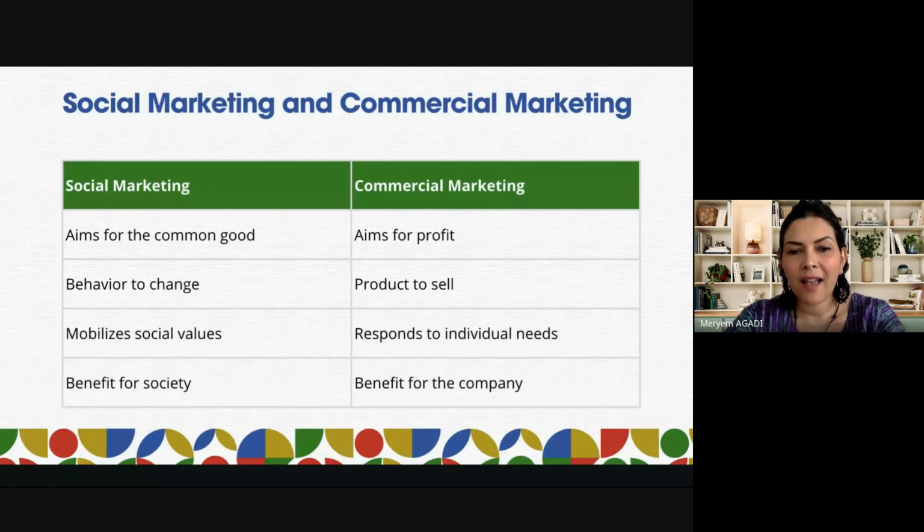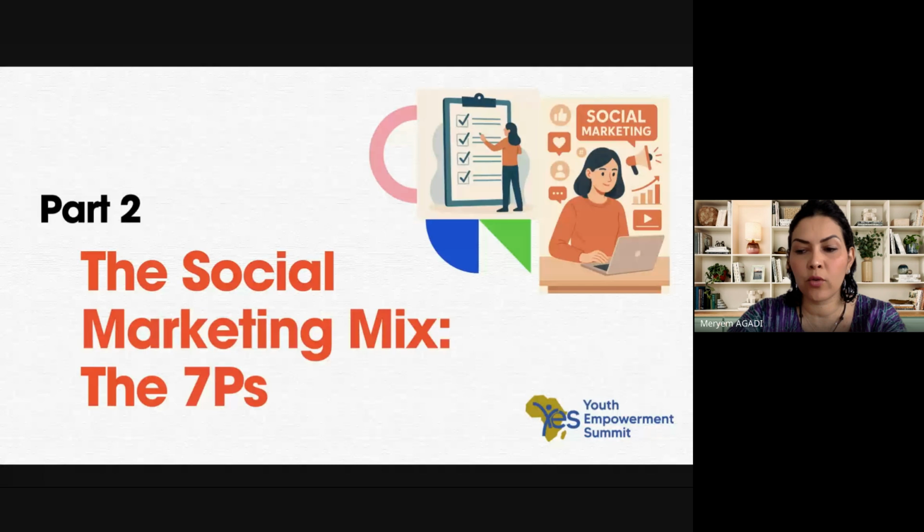On the other side, when we talk about marketing or commercial marketing strategy, it's product oriented, product to sell oriented. For the social marketing side, we talk about mobilizing social values. And the other side, we respond to individual needs. And the last but not least, social marketing comes here to create benefits for society. But for the other side, we work on benefits for the company. So here are the small differences, but outside we can see a huge impact while we are using social marketing.